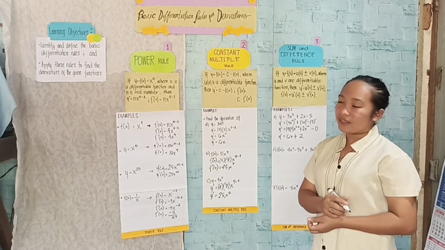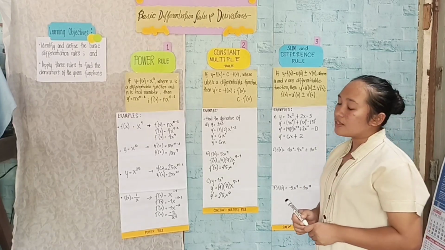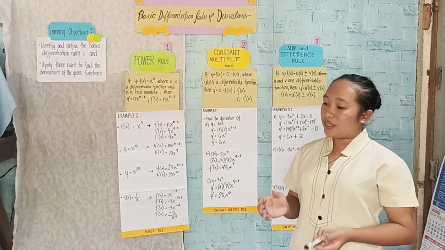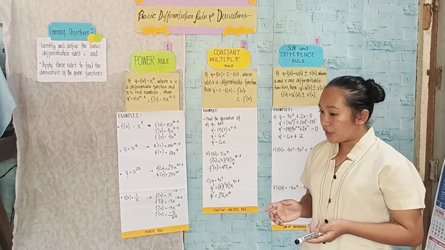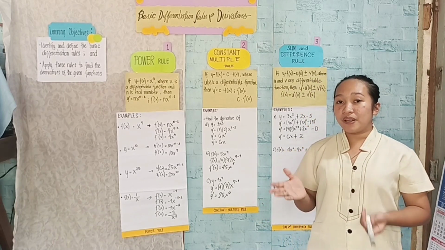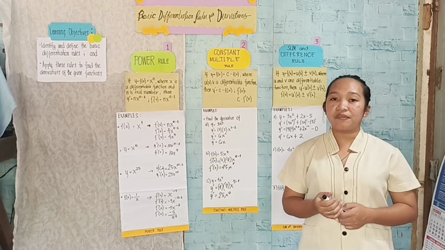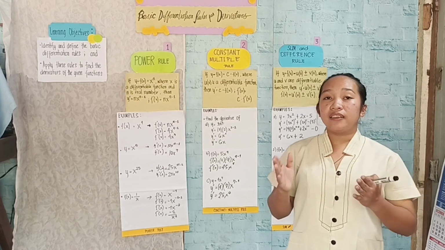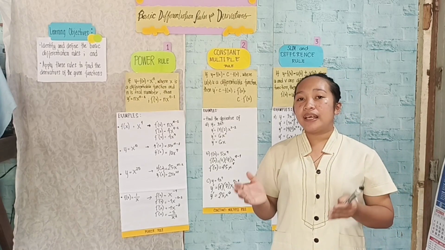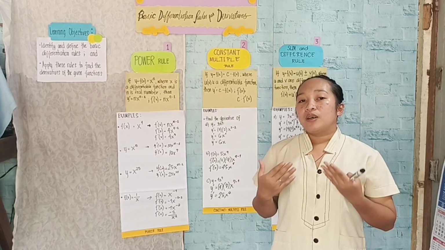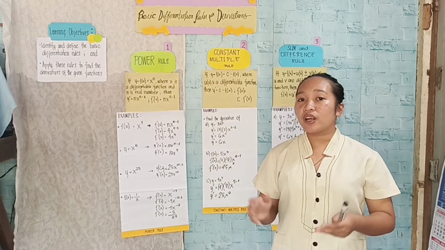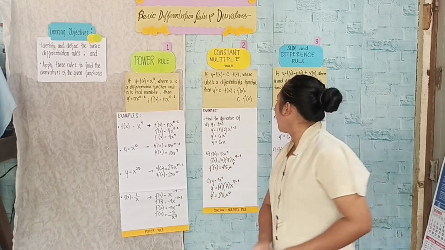So let us remember that in using this rule, first we need to get the derivative of each term by applying the previously discussed rules and finding the derivatives. And after we have solved the derivative of each term, then we must simplify the derivatives if they are not in their simplified forms.